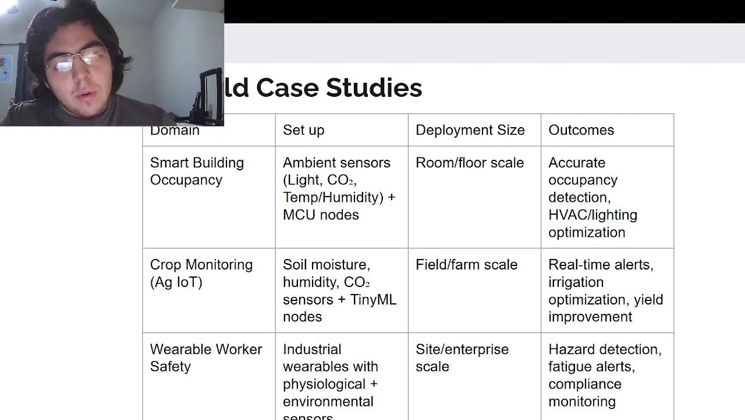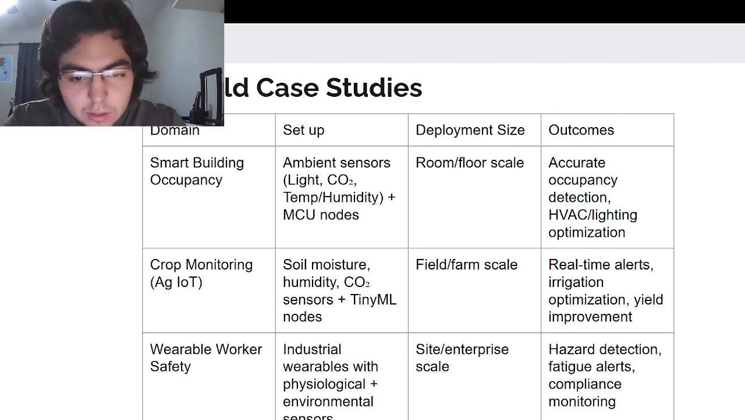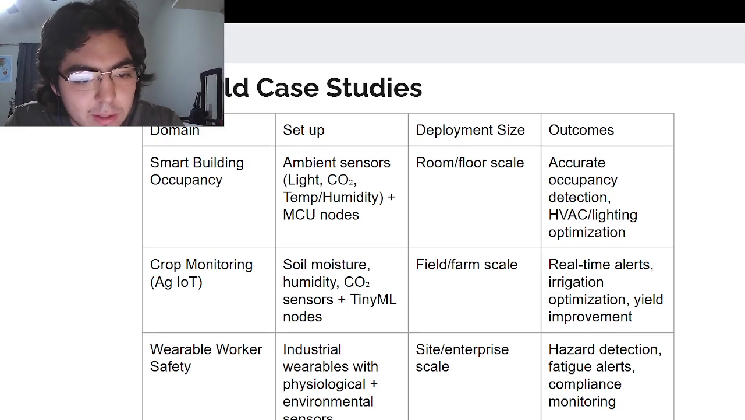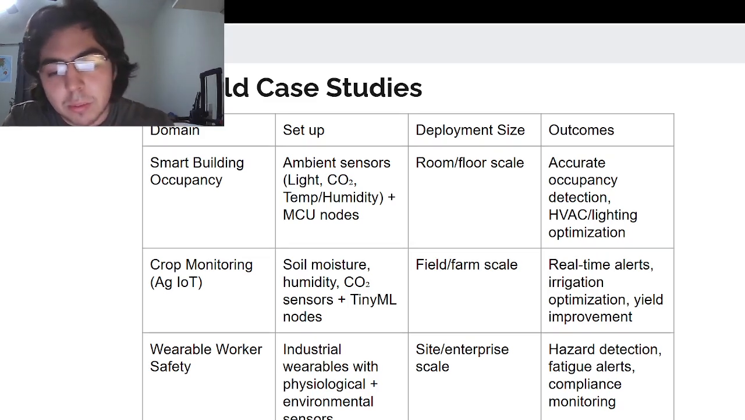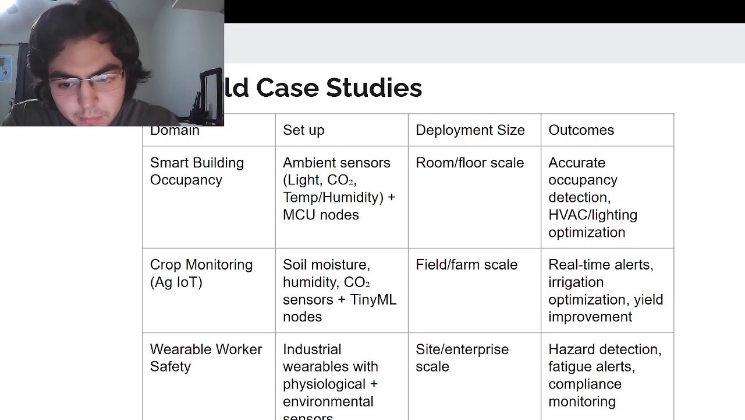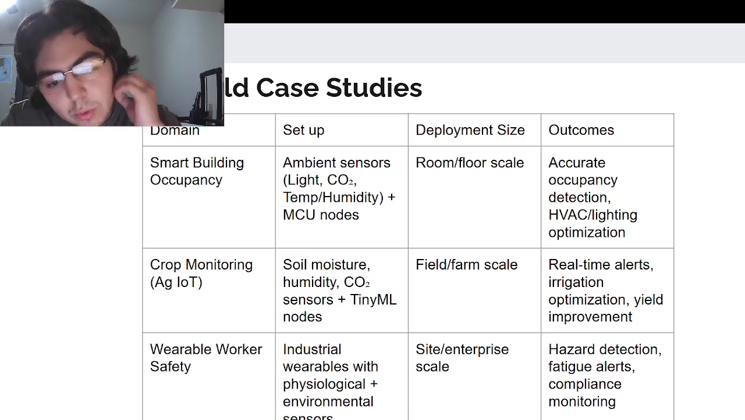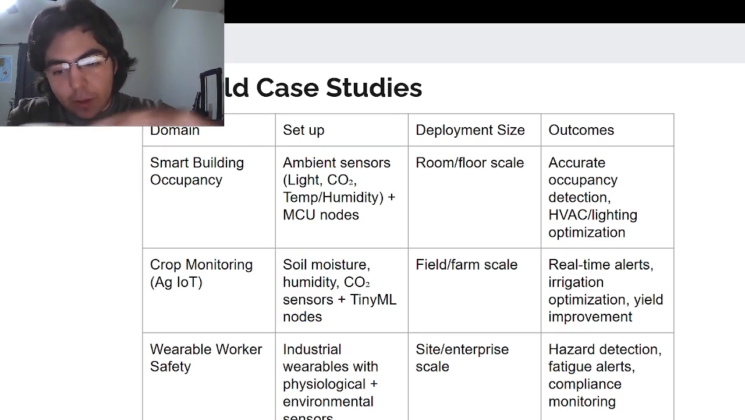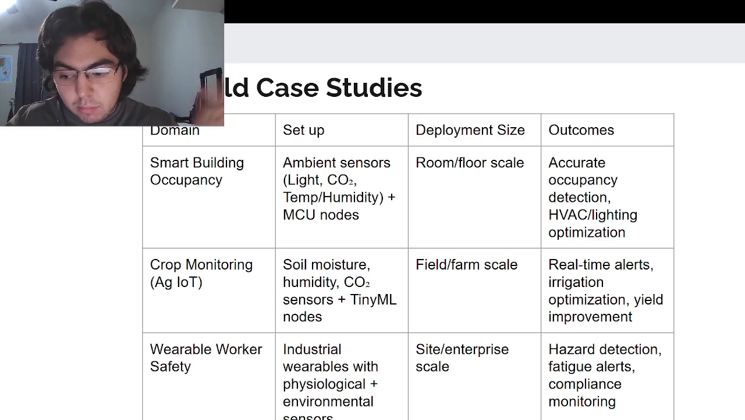These are some findings from our research, some similar case studies of projects done like ours. Smart building occupancy, again, checking if there are people in rooms and floors for HVAC, lighting optimization, etc. Crop monitoring: you would want to set up soil moisture sensors, humidity sensors, CO2 sensors on the field to determine how these metrics are doing.